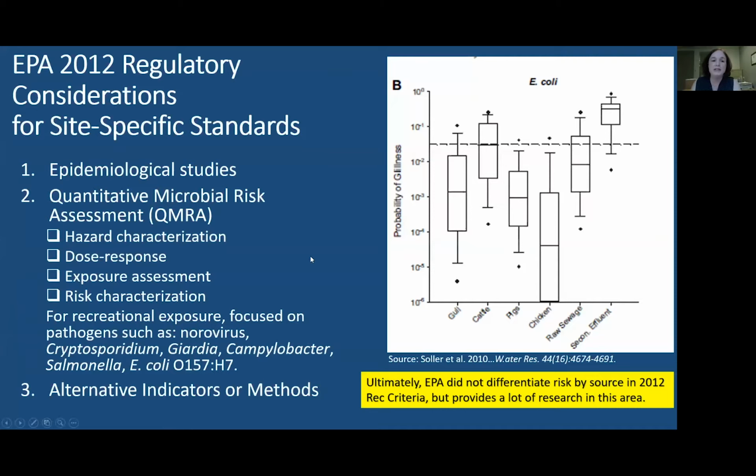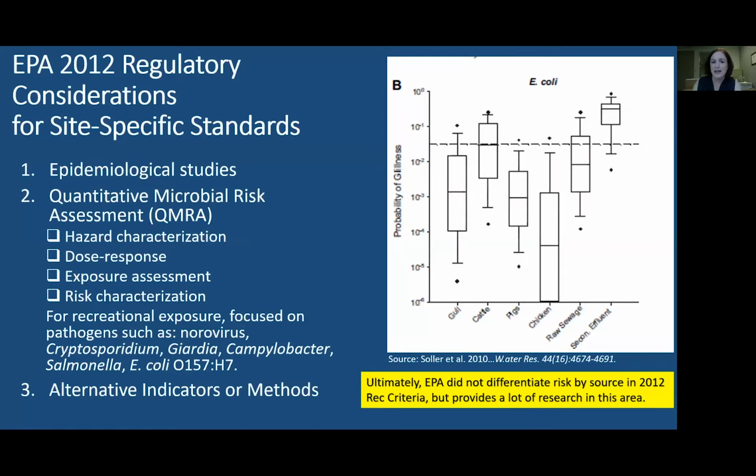One unique aspect, I guess, of the 2012 recreational water quality criteria is that EPA did recognize that there are differing risks for illness depending on what the source of the fecal indicator bacteria are. However, they weren't able to incorporate that information at a national scale as part of the standard recommendations, but they did open the door to a couple of different options for establishing different stream standards. And those options are epidemiological studies, quantitative microbial risk assessment or QMRA, and alternative indicators or methods.